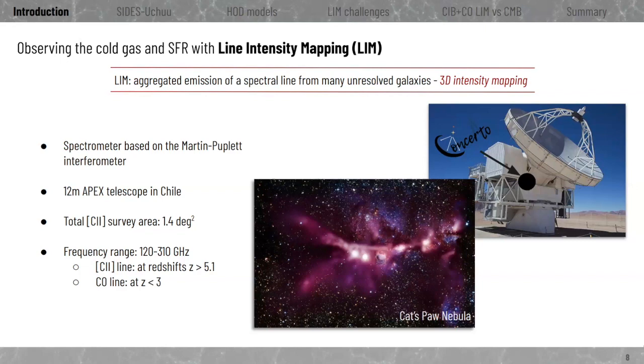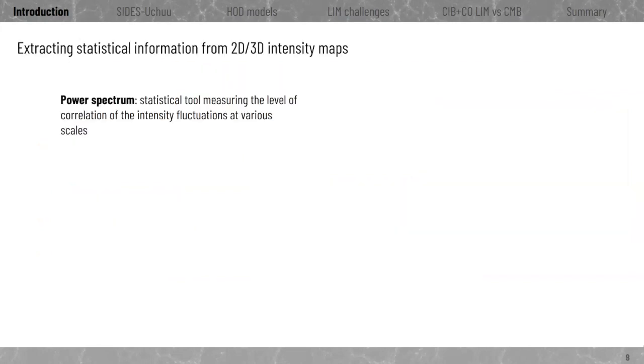So yeah, the instrument targeted the C2 line at redshift higher than 5, which is the epoch of reionization and post-epoch of reionization, but at the same time capturing the CO line at around cosmic noon, below redshift 3. So we don't have data, we're still waiting.